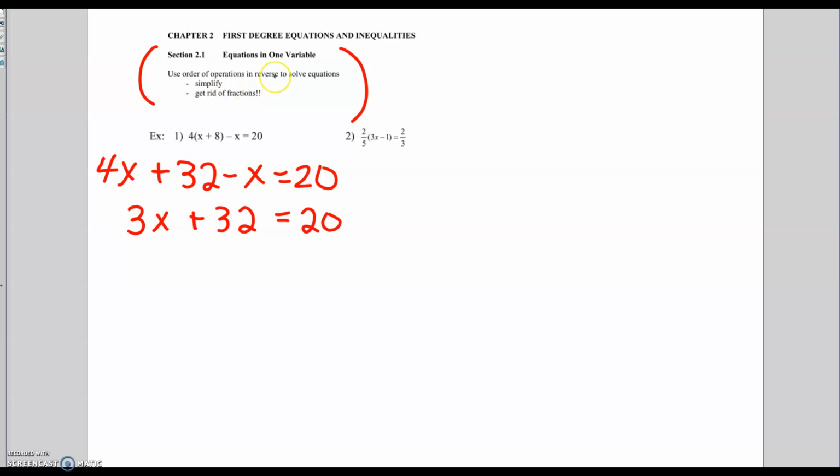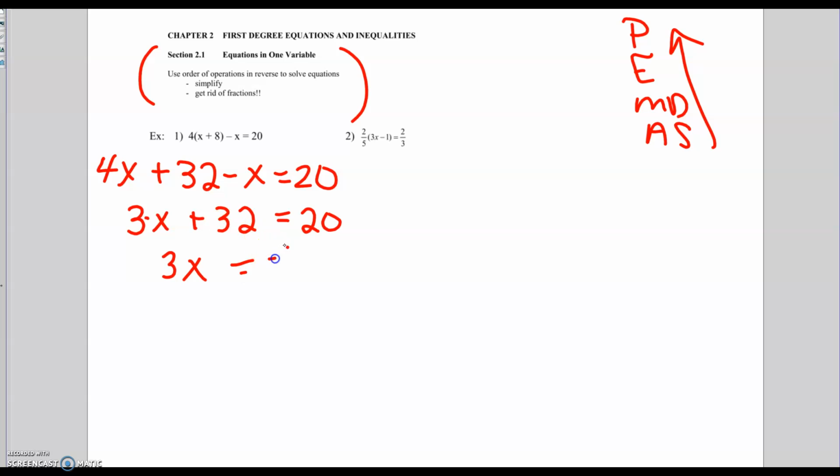And now we need to do order of operations in reverse order. So order of operations, PEMDAS. We usually go in that order. We are going to go back up the ladder. So we have two operations on the left-hand side of this equation, multiplication and addition. So if we are doing order of operations backwards, we need to undo addition first. The inverse of addition is subtraction, so we're going to subtract 32 on both sides.